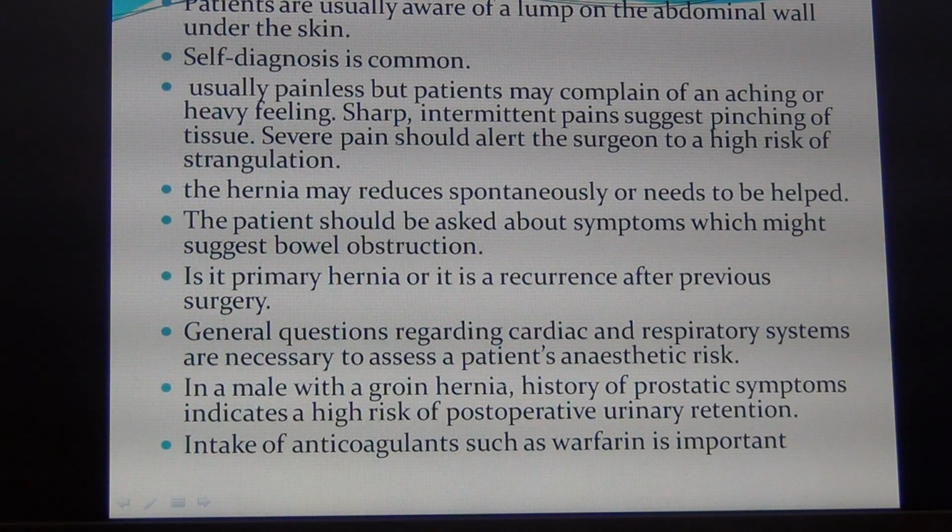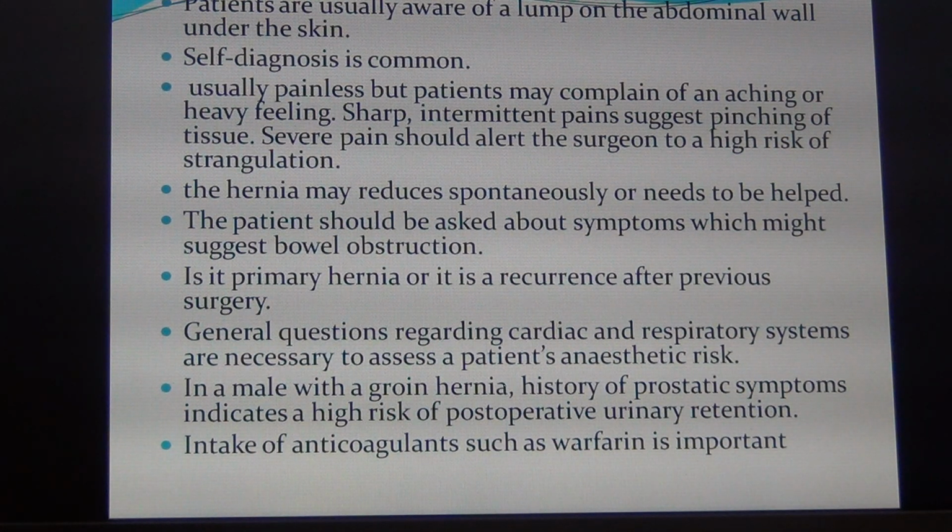Clinical history and diagnosis in hernia cases. Usually, patients are aware of a lump on the abdominal wall under the skin. It's usually self-diagnosis. The patient will diagnose his condition. And usually it is painless, but the patient may complain of an aching or heavy feeling, something heavy in, for example, the groin or other part. Severe pain may alert the surgeon to a high risk of strangulation. So pain in hernia means strangulation.